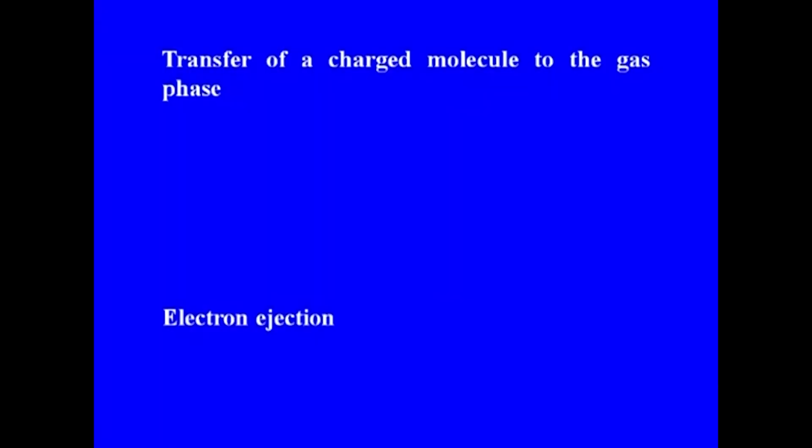Transfer of compounds already charged in solution is normally achieved through desorption or ejection of the charged species from the condensed phase into the gas phase. Electron ejection achieves ionization through the ejection of an electron to produce a net positive charge, often forming radical cations. Electron capture is an ionization method where a net negative charge is achieved with absorption or capture of an electron.